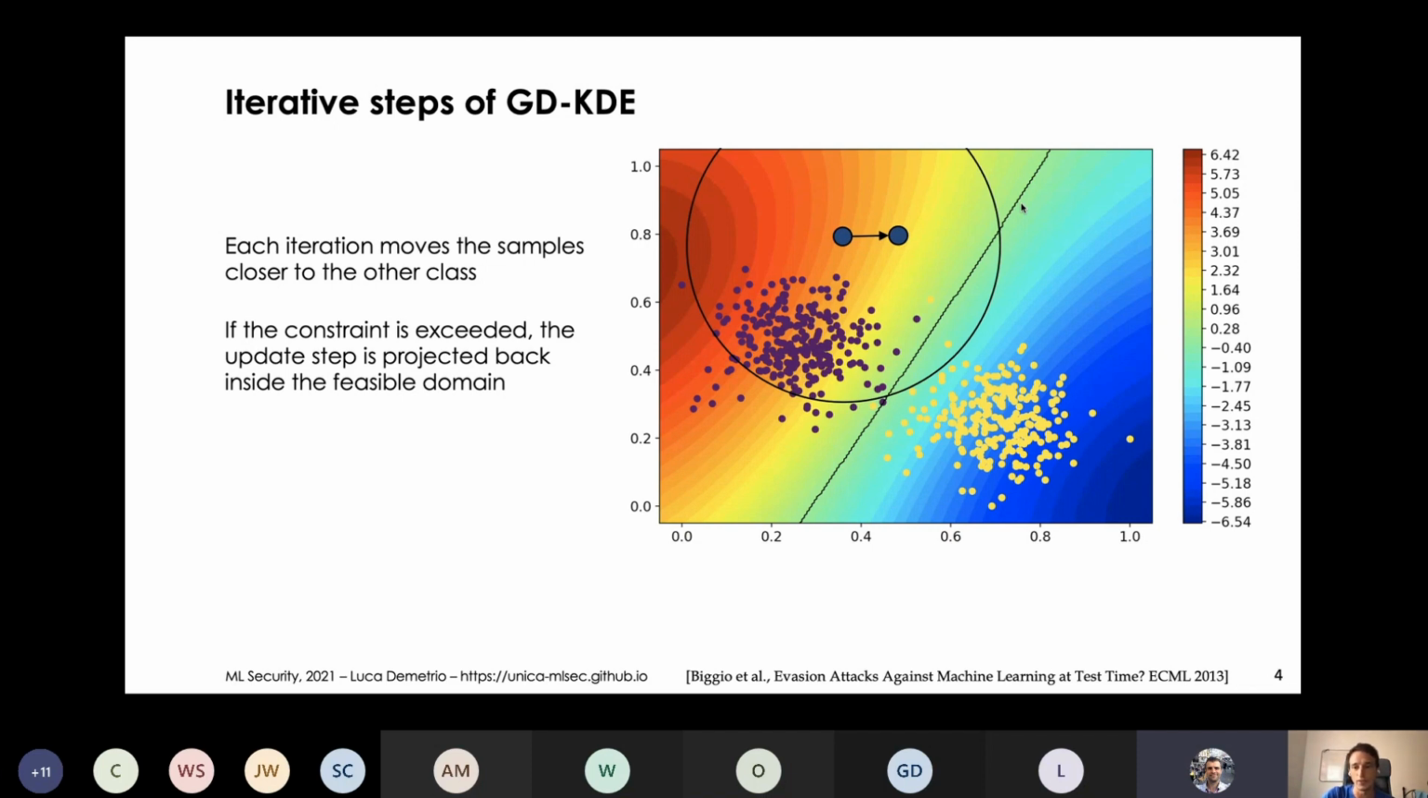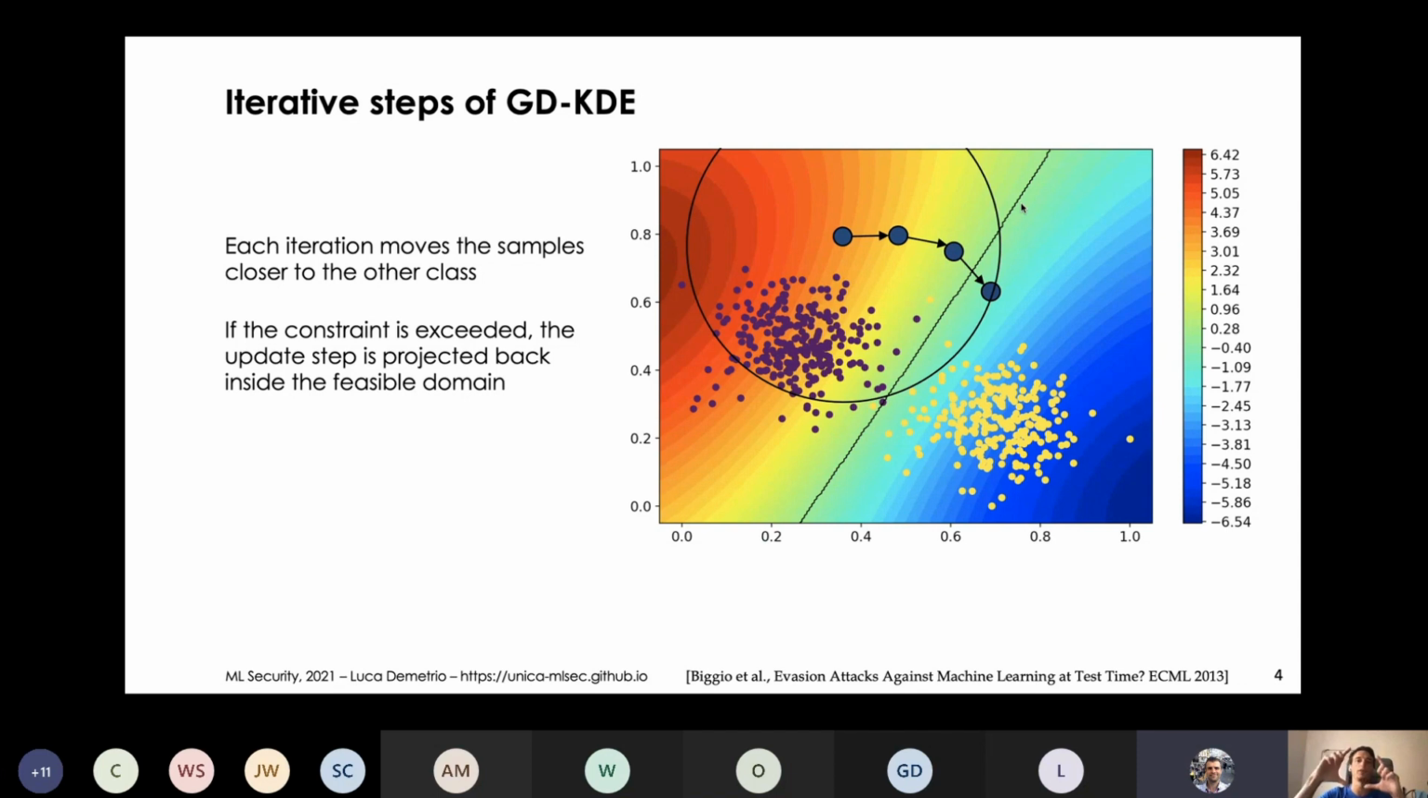Then you keep iterating this process until you reach what we call the constraint. So what is the constraint? The constraint is the maximum amount of perturbation we want to apply to a point. Intuitively, we don't want to apply an infinite amount of manipulation because otherwise the sample would be destroyed. Imagine you have a picture of a dog, and with an infinite manipulation, you end up with a black image. This is not exactly what you want, right? You want the dog to be still there.